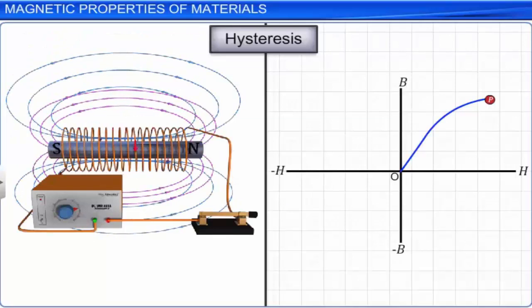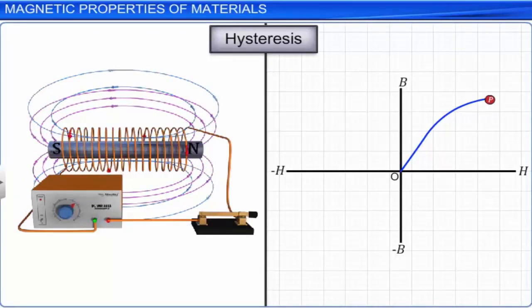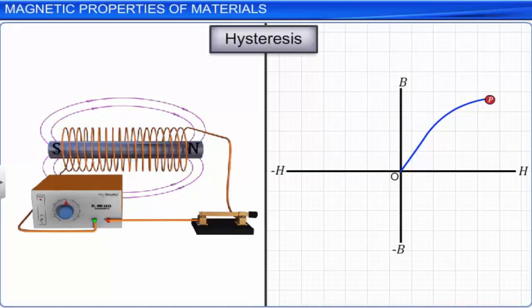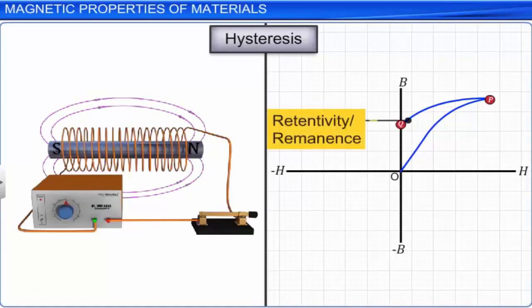By reducing the current through the solenoid, the applied magnetic field H decreases to 0. When H is equal to 0, the magnetic field strength in the ferromagnetic material, B, is not equal to 0, and this is represented by the curve PQ in the graph. The value of B at H equal to 0 is called retentivity or remanence.